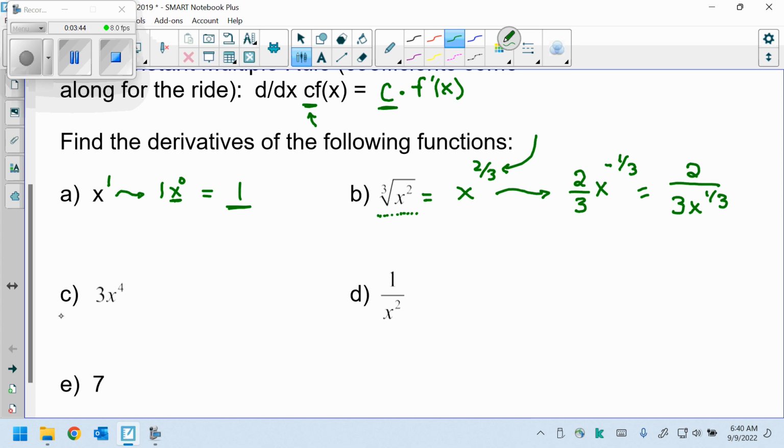Now here we have that constant multiple rule, or that coefficient, and what we said is that the coefficient comes along for the ride. Now let's take the derivative of x to the 4th. 4 comes around front, x to the 3rd, or 12x to the 3rd.